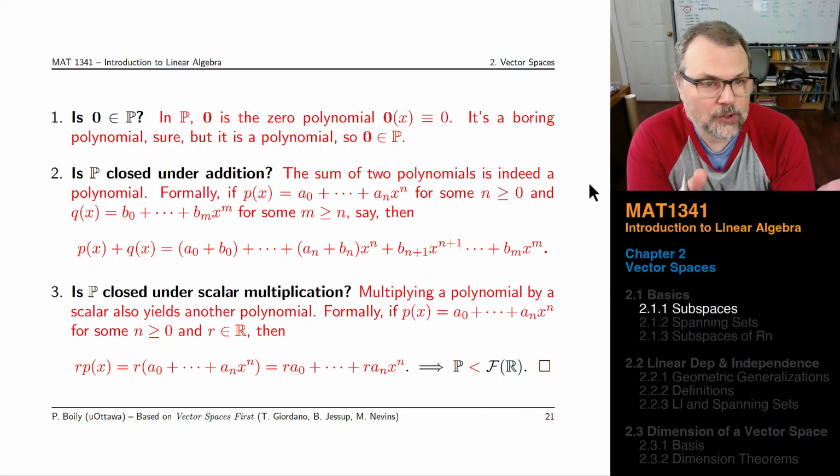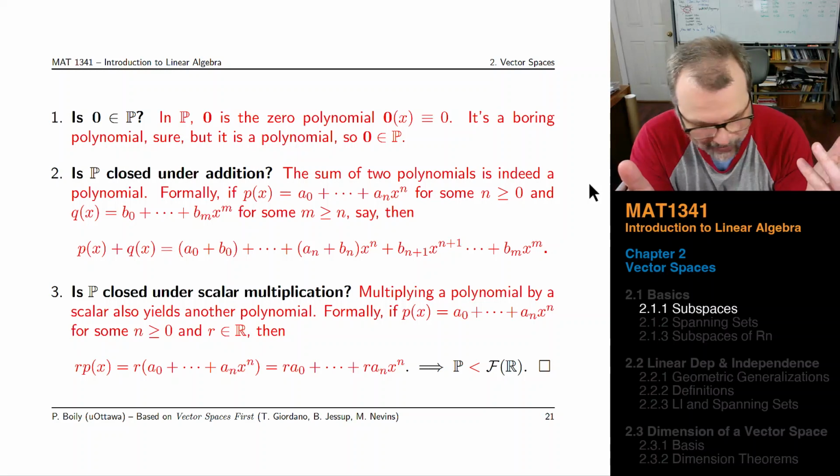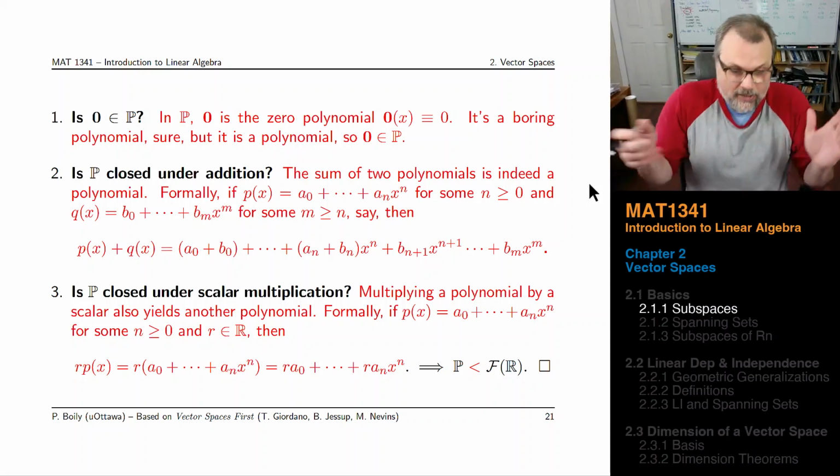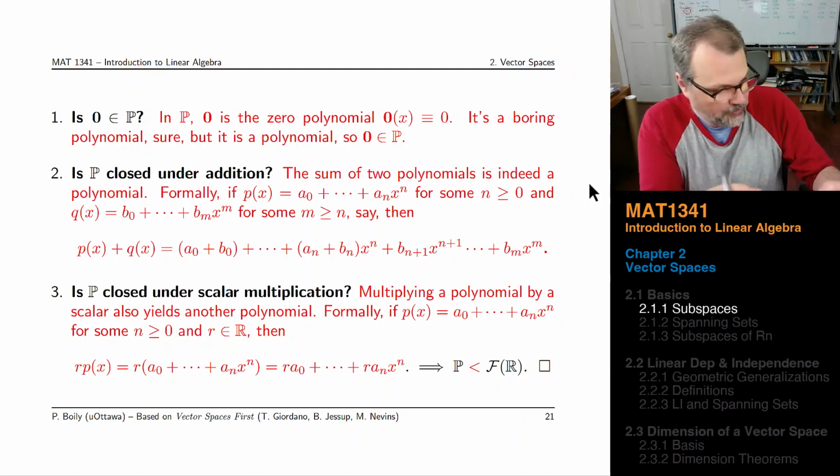And is it closed under scalar multiplication? Sure, you'd multiply a polynomial by a scalar. You can't sort of create a new sin x term in there. It's impossible, right? You're just multiplying coefficients by some scalar.